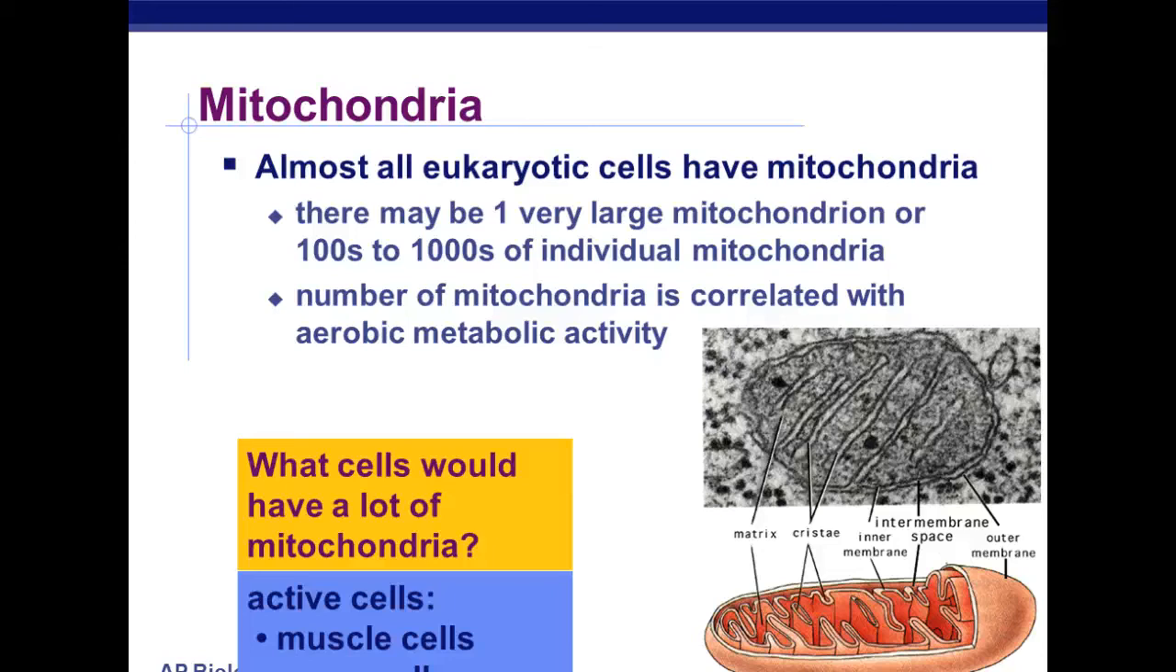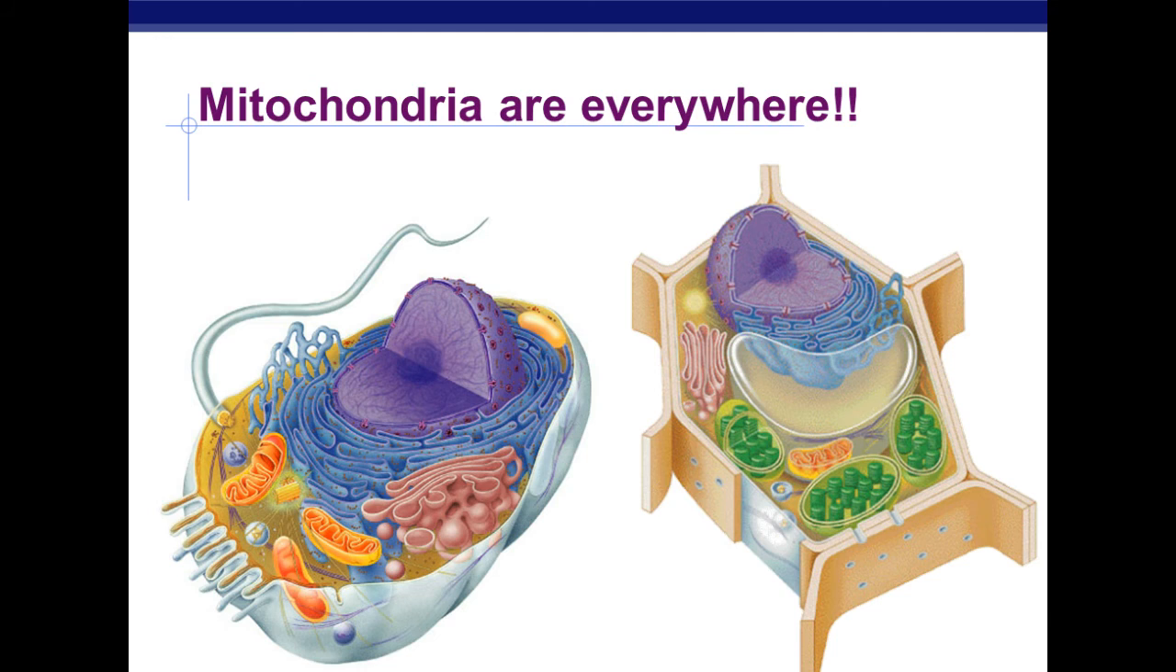Now, some cells have one very large mitochondria, while others may have hundreds of smaller ones. Remember, since mitochondria have their own DNA and reproduce on their own, they can be different sizes according to their genomes and their genetic codes, right? Just a reminder that both plant and animal cells need energy, so it should come as no surprise that both types of cells contain mitochondria. So if you don't have that in your notes and feel like you need to slip it in there, do that now.